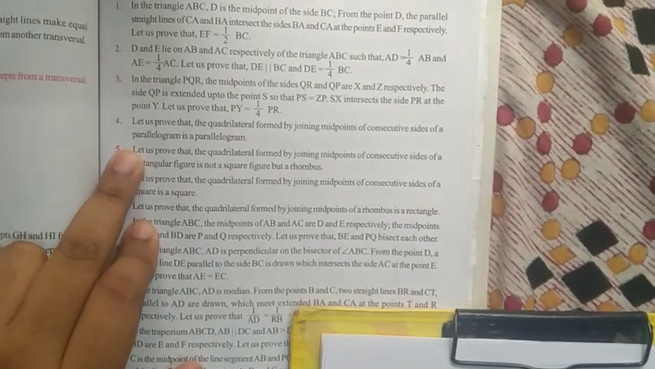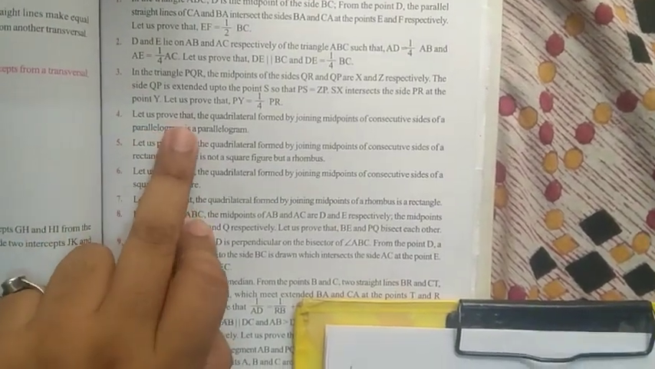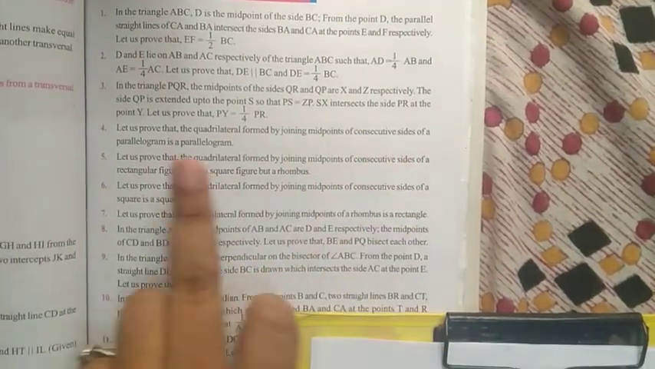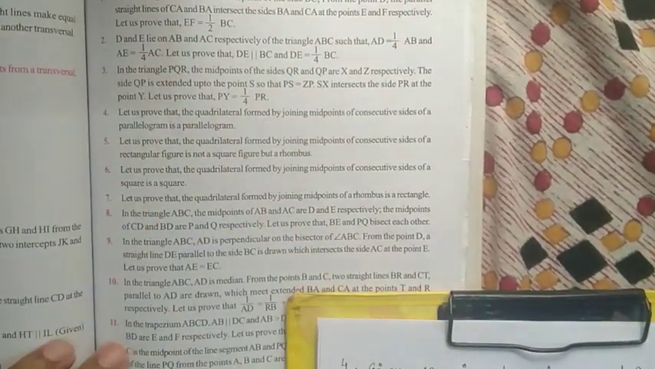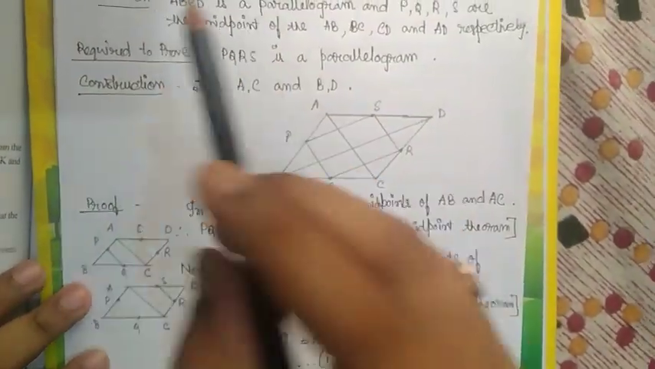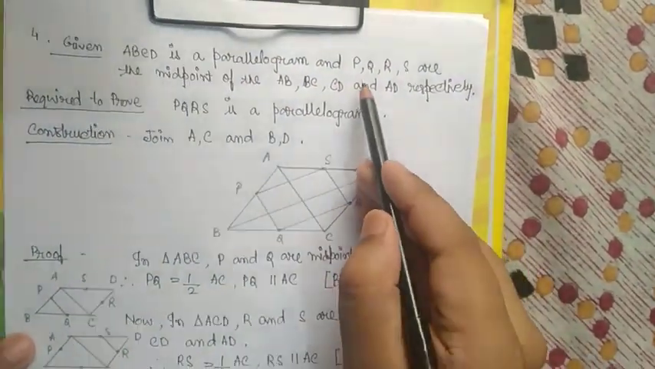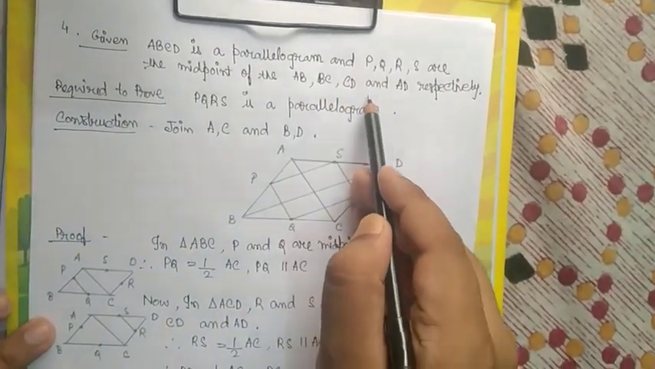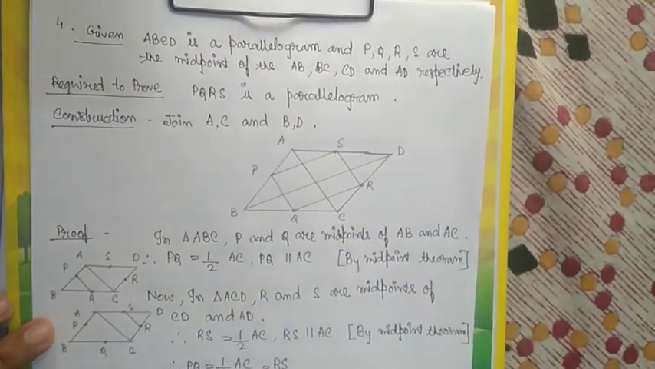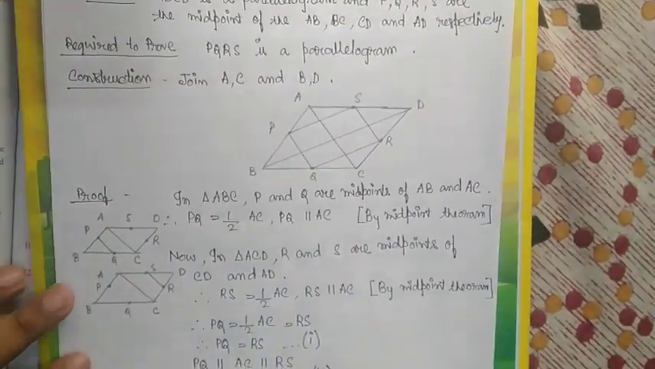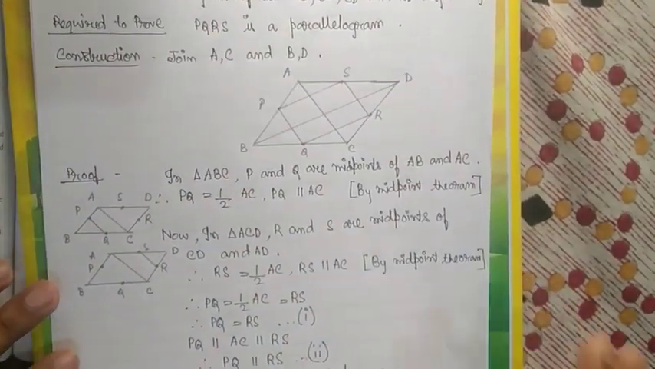This is sum number 4, very important sum. Let us prove that the quadrilateral formed by joining midpoints of consecutive sides of a parallelogram is a parallelogram. Now this is given: ABCD is a parallelogram and P, Q, R, S are the midpoints of the sides AB, BC, CD and AD respectively. We have to prove that PQRS is a parallelogram. Join AC and BD.